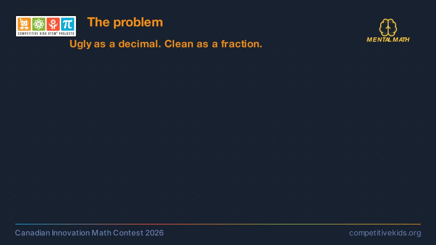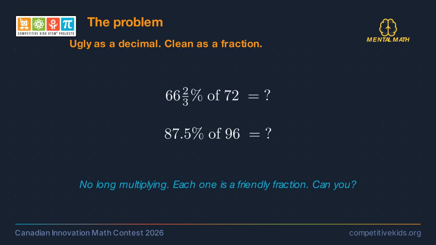2% that look terrible as decimals. What is 66 2/3% of 72? And what is 87.5% of 96? No long multiplying. Each one is a friendly fraction.